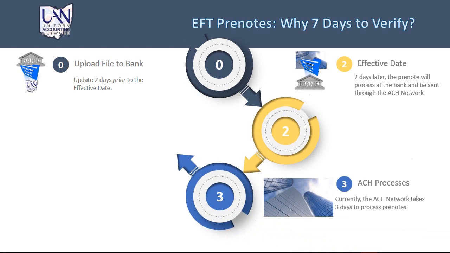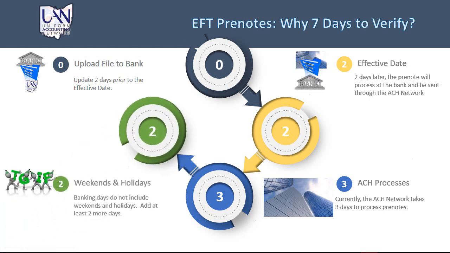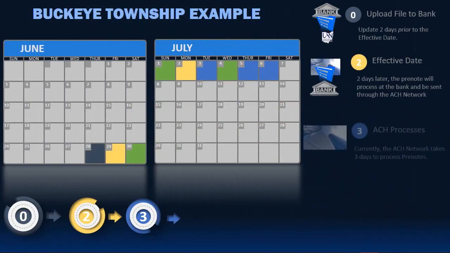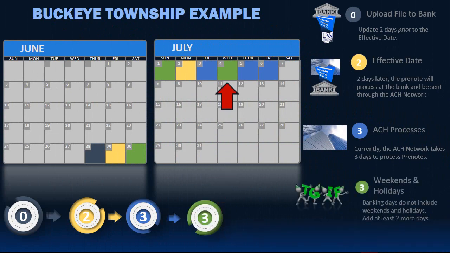The ACH network currently takes 3 banking days to process the request. This is where they check to confirm that each employee's bank account corresponds to the records at each employee's bank. Now add at least two more days. Banking days do not include weekends or bank holidays, which will add at least two more days to the wait time. Total that up, and the resulting wait time is typically 7 calendar days or even longer. As you can see in our example, we will have to wait one extra day to July 6 because July 4th is a bank holiday.